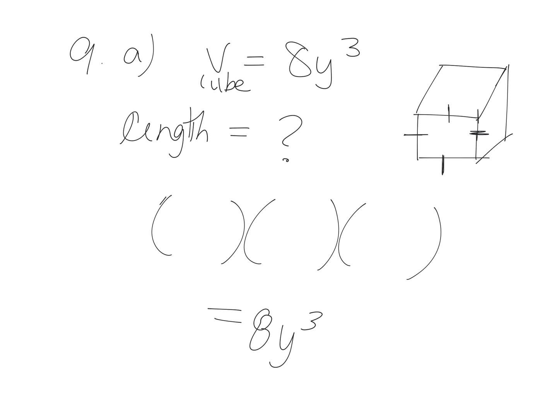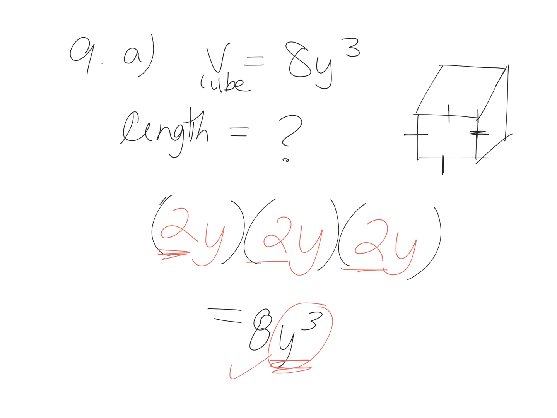Okay, well we'll do this part first. What variable has to be in the expression? y times y times y is y to the power of 3. What times what will give you 8, but the number has to be identical because it's a cube? No, that's not the same. 2. What's 2 times 2? 4 times 2? 8. Correct. And it has to be the same dimension because it's a cube. 2y times 2y times 2y.